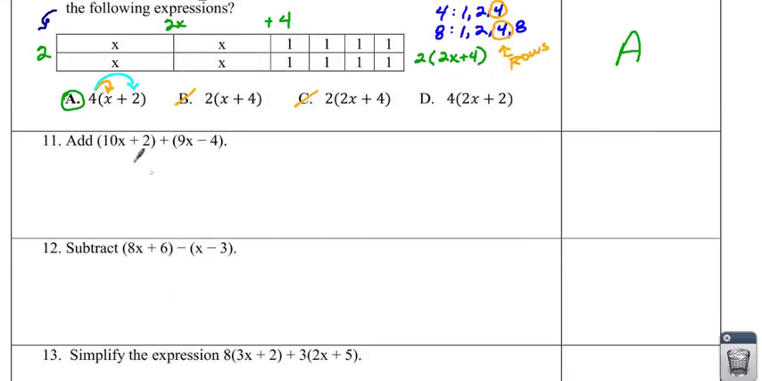Number 11, add together 10x plus 2 and 9x minus 4. So we are back to the idea of having x's and having 1's. We've got 10 x's plus 2 1's. We have 9 more x's, so that was 10 x's, 9 more x's, and we're taking away 4. So I'm going to think of this as plus negative 4. I'm going to make that a negative 4. For my x's, everything's positive, so there are no 0 pairs over here.